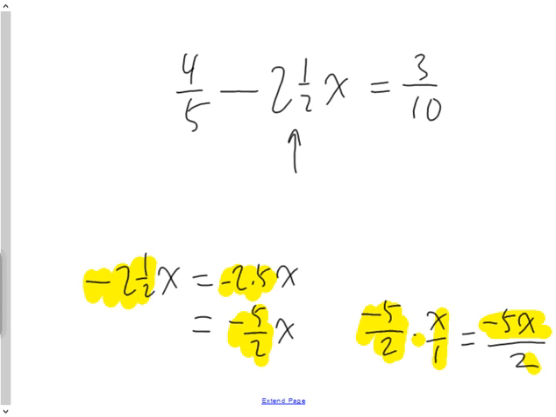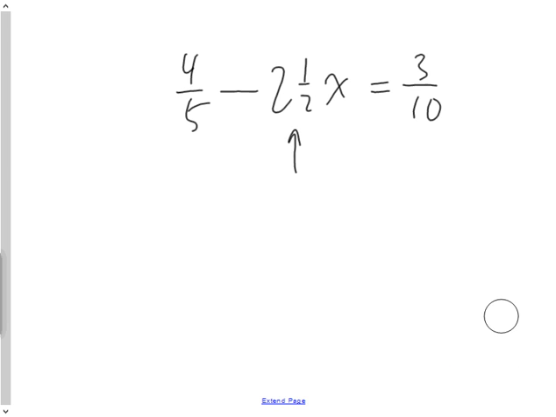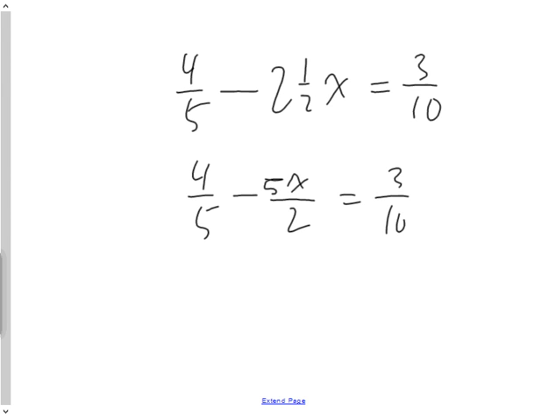So I did that whole string of thought to simply tell you that before you do your question, if you know that, then it's going to be easier to rewrite the equation as this. 4/5 minus 5x/2 equals 3/10. That 5x is just bothering me, because 2.5x is really 5x/2.